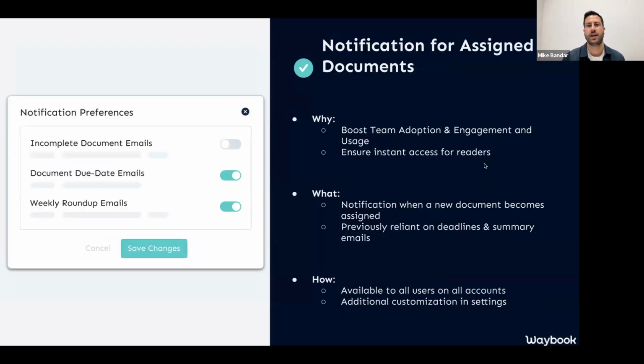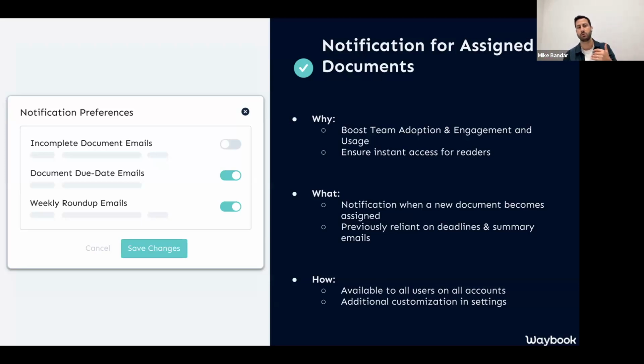Right, the third thing is the notifications for assigned documents. The reason why we've revisited and are optimizing notifications is basically to boost your team adoption, engagement and usage across the board. We've optimized this to ensure that your team have instant access to newly assigned documents. Now, what this does is send a notification as soon as a document becomes assigned. Previously, this wasn't actually a part of the system.